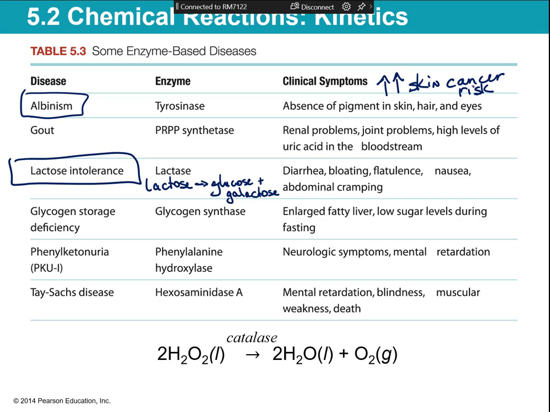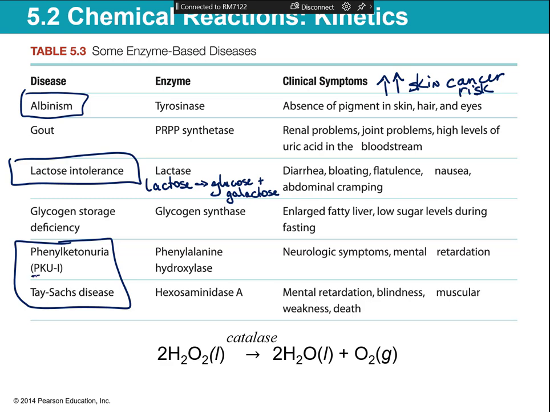Now the bottom two, which is phenylketonuria and Tay-Sachs, these ones are bad. But they're, again, just missing a single enzyme. PKU, you were actually tested for at birth. So before baby goes home, they do what they call a heel stick. So they actually draw blood out of the heel of the foot. And one of the things they check for is phenylketonuria.